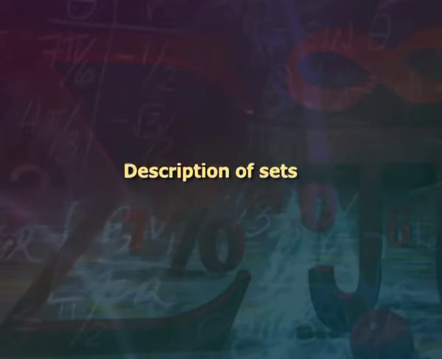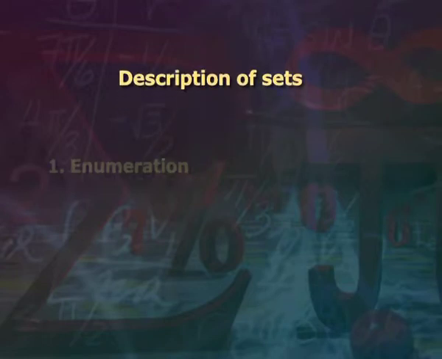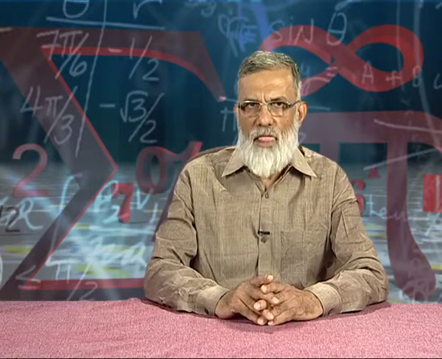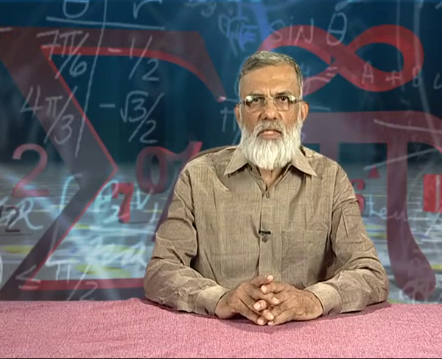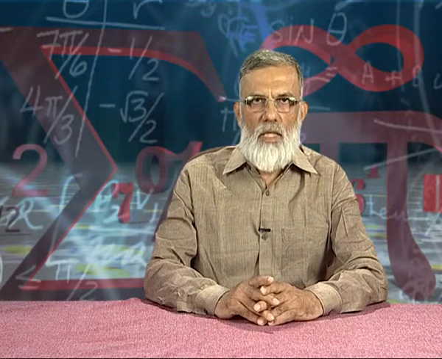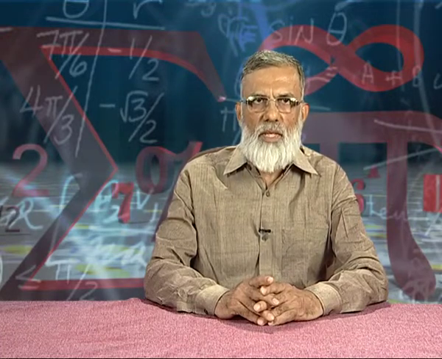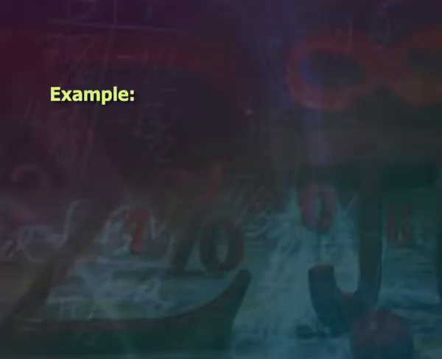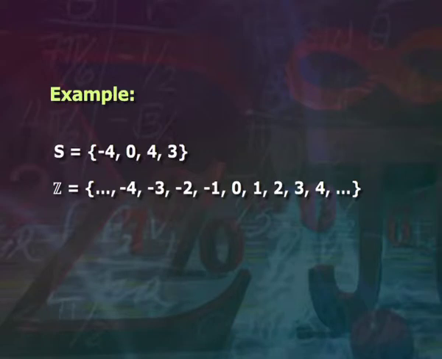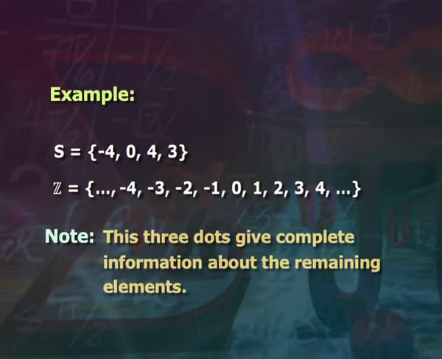Description of sets. Sets can be described in 2 different ways. 1. Enumeration. Here we simply list the elements of the set. When the set is infinite and there is no point of any confusion, we use the 3 dots. They convey the information for the remaining elements of the set. Example, S is equal to minus 4, 0, 4, 3 or Z is equal to 3 dots, minus 4, minus 3, minus 2, minus 1, 0, 1, 2, 3, 4, 3 dots. Note that these 3 dots give complete information about the remaining elements.